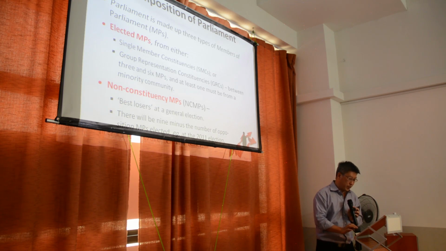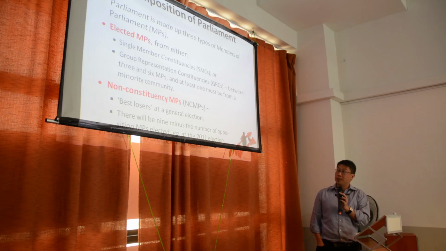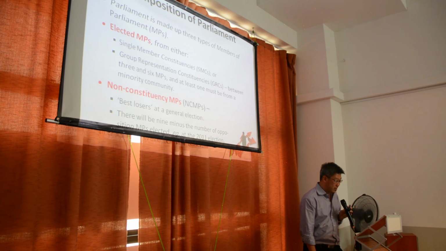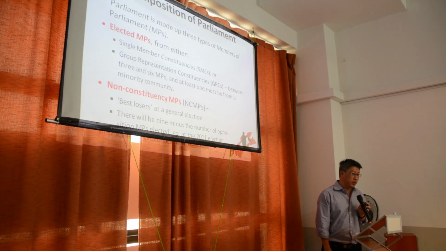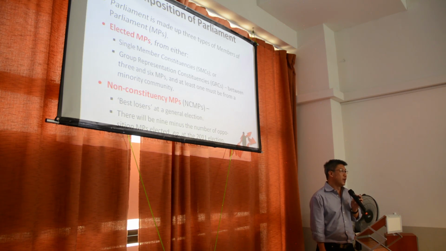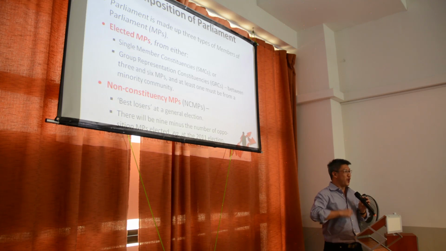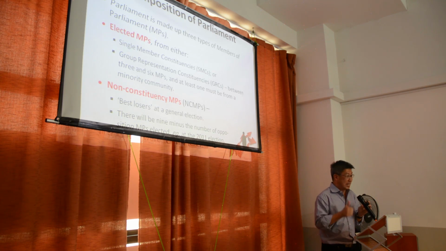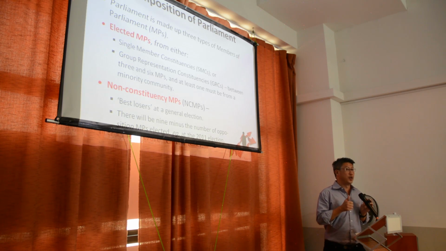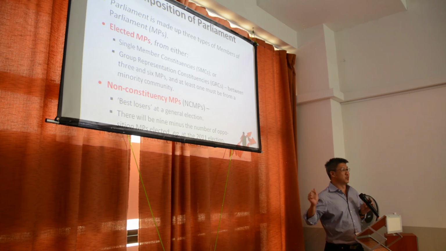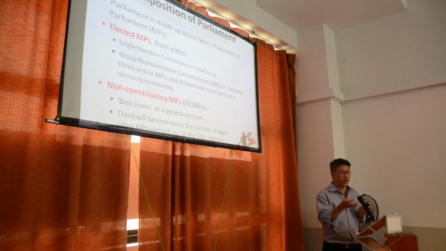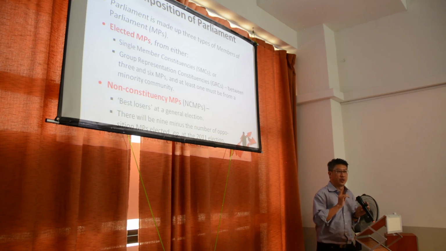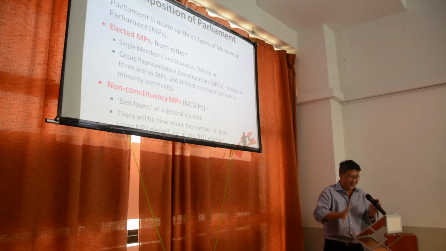Okay? Then of course we have non-constituency MPs. Non-constituency, or NCMPs, are the so-called best losers at the general election. And the formula is that there will be at least 9 of them, but you then subtract from 9 the number of opposition MPs that are actually elected. So for example, at the 2011 election, the last one we had, there were 6 opposition MPs actually elected at the election. So therefore the number of NCMPs that we have will be 9 minus 6, which is 3. So 3 were appointed, right? Yee Jenn Jong, Gerald Giam, and Lina Chiam, sorry. Excuse me.